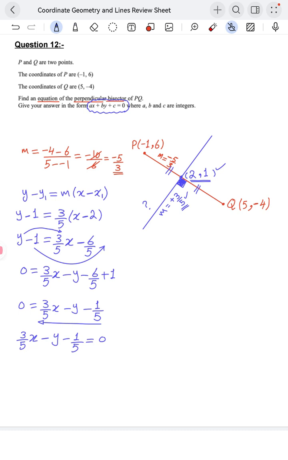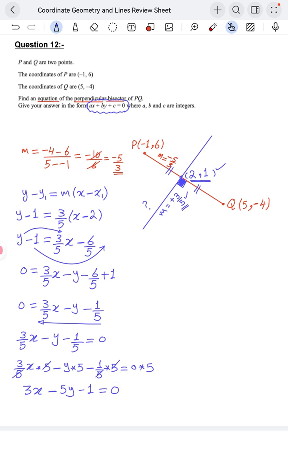Let us try to cancel these denominators. I don't like them. To cancel this 5, I can multiply each term by 5. So it looks like this: 3 over 5 x multiplied by 5, minus y multiplied by 5, minus 1 over 5 multiplied by 5, equals 0 multiplied by 5. So you can cancel these together. What's remaining is 3x minus 5y, then cancel this together, minus 1 equals 0.